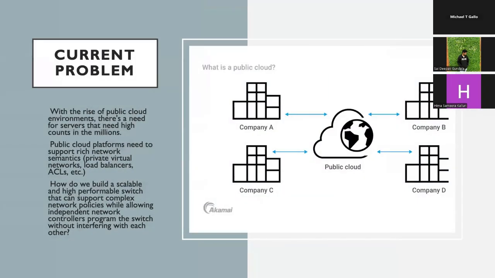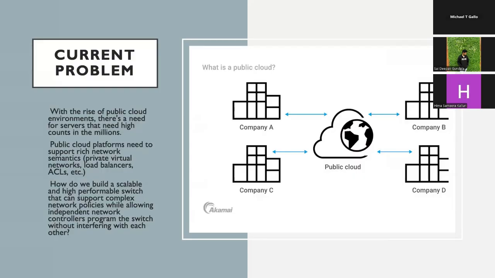All right, so let's get to the main topic. What's the current problem happening right now? Well, the explosive growth of public cloud environments. We're seeing an unprecedented need for server infrastructure on a scale of millions. This isn't just quantity, it's about having the right amount of quality as well. Modern public cloud platforms must support increasingly rich network semantics. These include private virtual networks, load balancers, access control lists, and many other features that customers would expect.